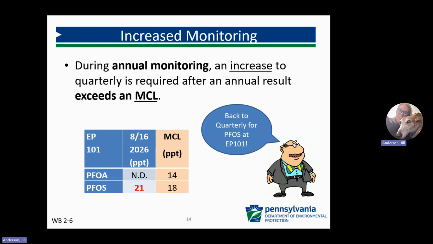So in the example shown here, this system was on annual monitoring for both PFOA and PFAS at entry point 101 and got a non-detect for PFOA, but 21 parts per trillion for PFAS, which is over the MCL of 18. So this system would need to go back to quarterly monitoring for PFAS.